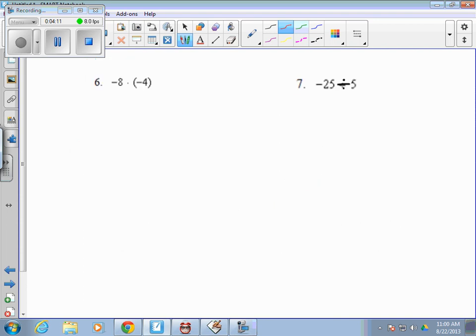6 says -8 times -4. Now it's a negative times a negative, so it's going to come out to be a positive. So we're going to have a positive 8 times 4 is 32.